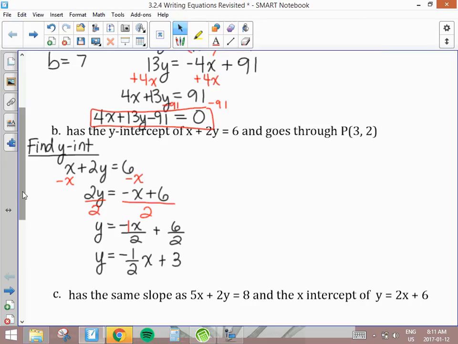What I've done is found out that the y-intercept of this line is 3, and my line, it said in the question, has the same y-intercept. So I know that the y-intercept of my line is 3.